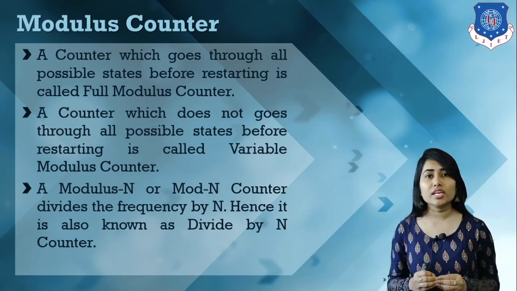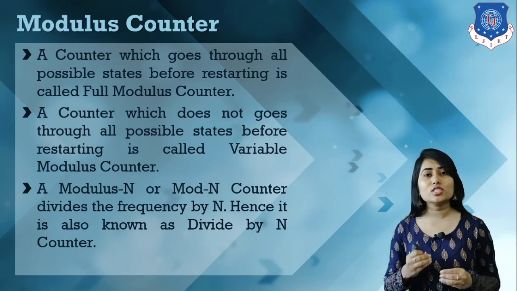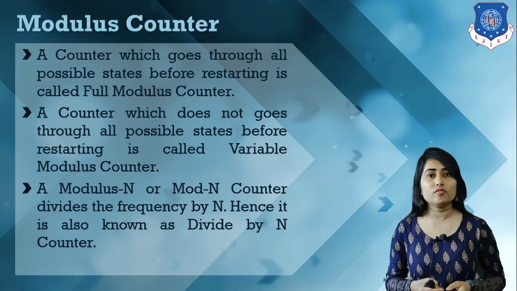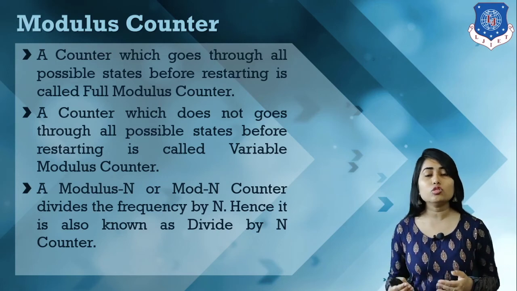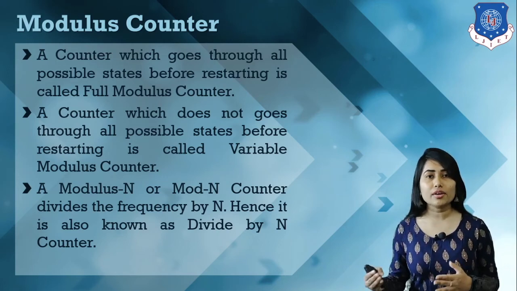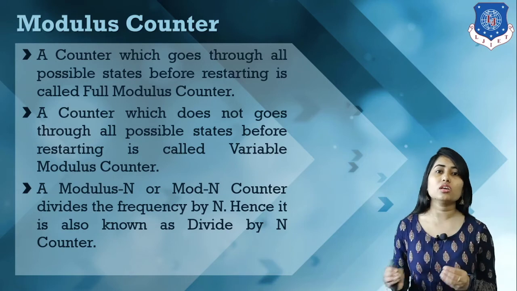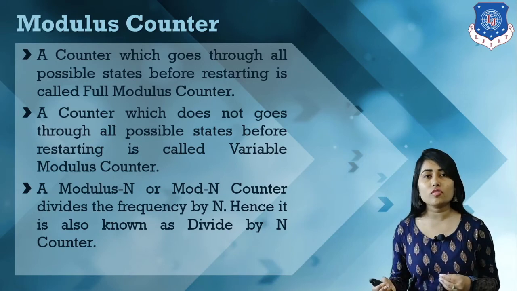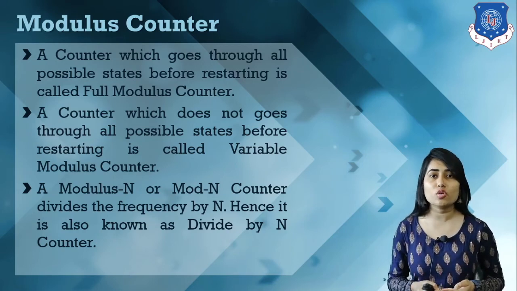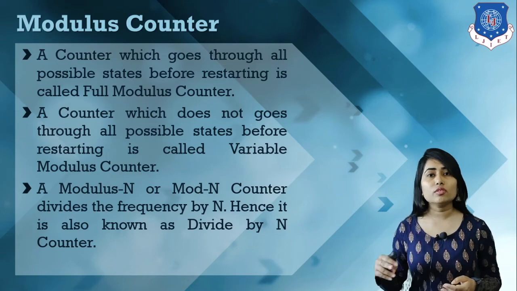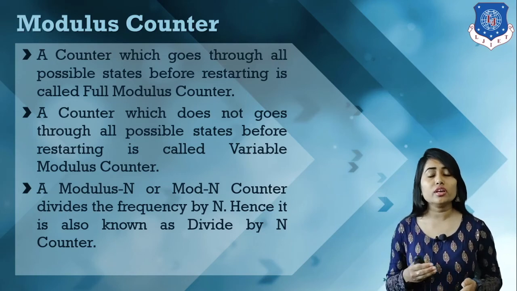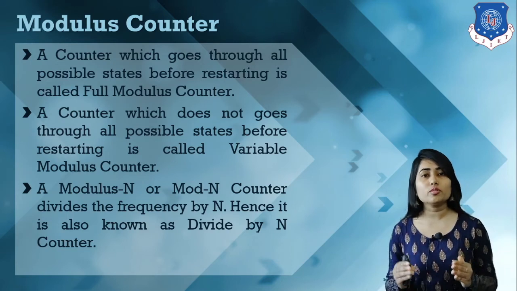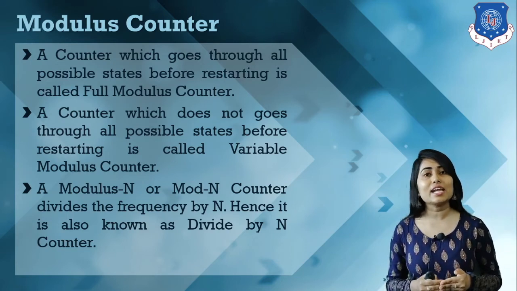So here we have this counter. A counter is basically a group of flip-flops. This group of flip-flops is connected in such a manner that it counts the pulses applied to the counter. Here we have different types of counter. We have an asynchronous counter in which all the flip-flops are activated one by one. Then we have a synchronous counter in which all the flip-flops work simultaneously, that means parallelly.